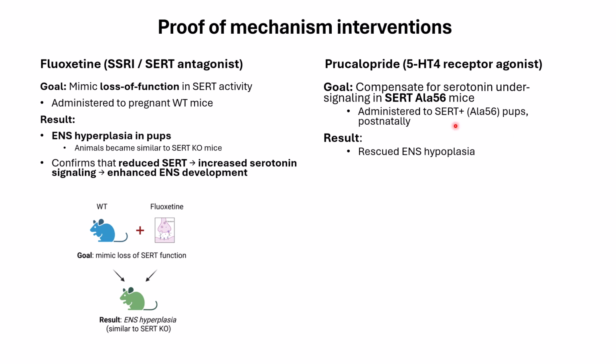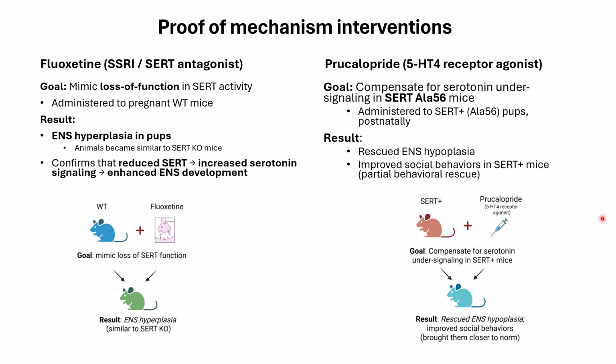So yes, a lot of the platelets that were taking up the excess serotonin were still taking it up, but they were trying to boost the activity of the serotonin receptors in the gut to compensate for it, and they were able to rescue some of the hypoplasia. And what is even more interesting, that improved some of the social behaviors in these SERT positive mice. It's partial behavior rescue, but still.